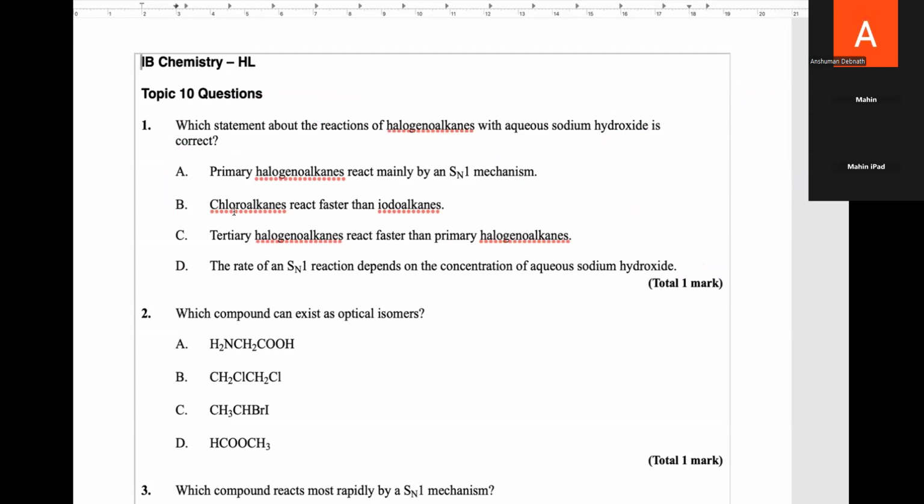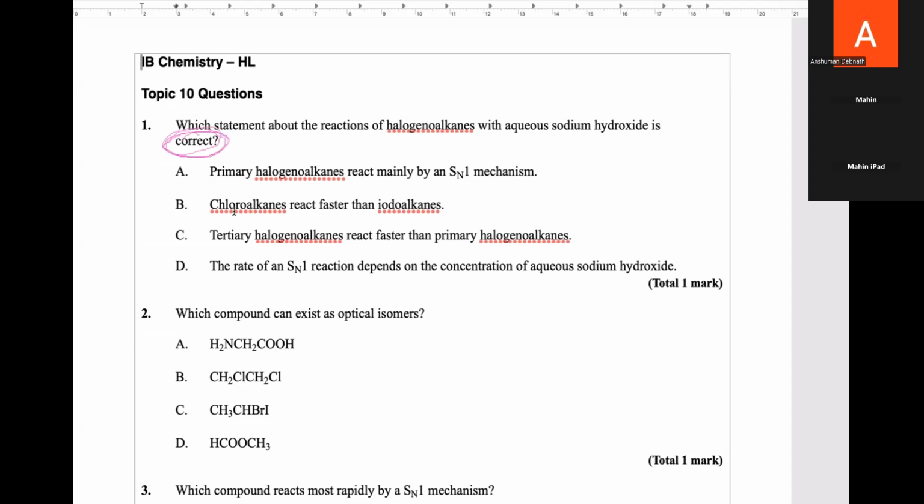Can you tell which is the most important word over here? You're not underlining or circling. I did halogenoalkane only and aqueous sodium hydroxide. Yes, this is the most important word. Understood? Correct. Now do it.